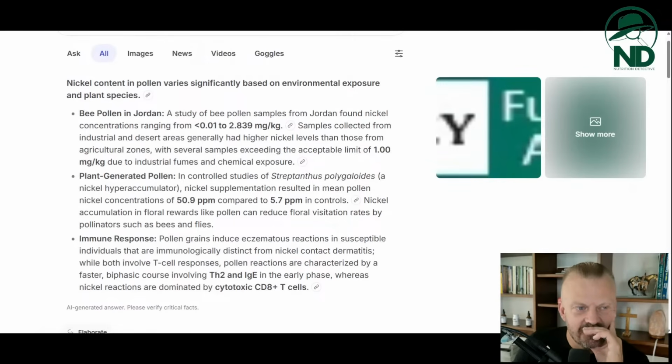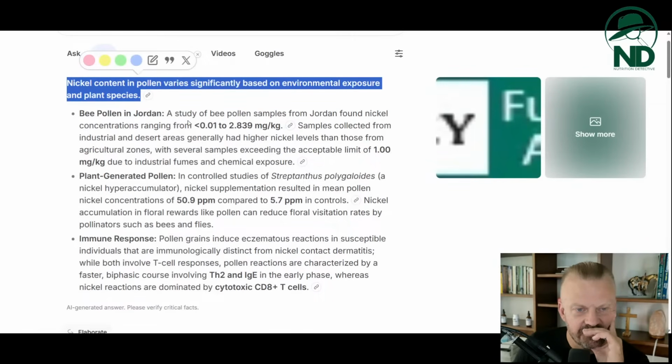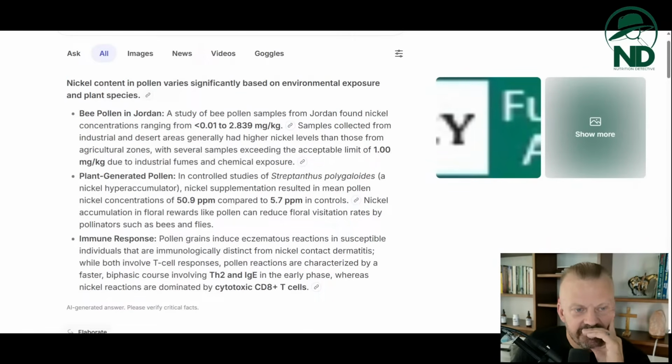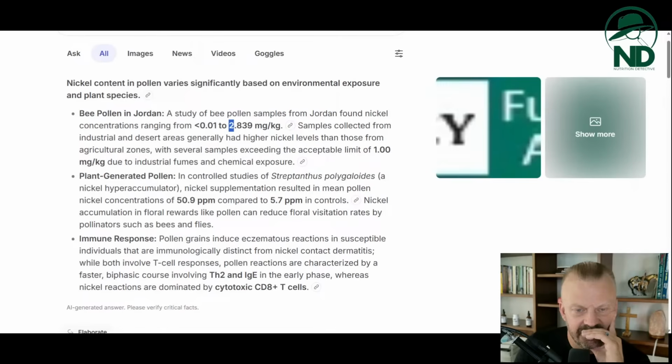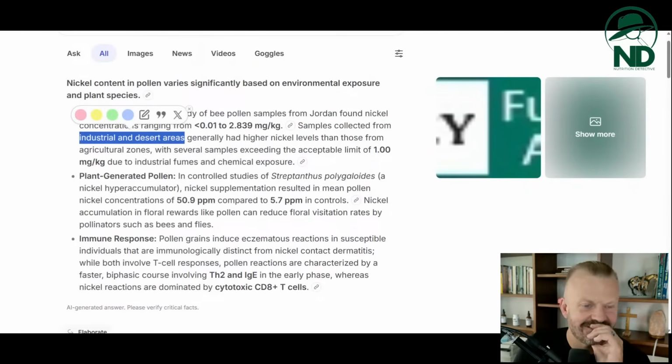So, nickel content in pollen. I just did this quick little AI search, okay? A study of bee pollen samples from Jordan found nickel concentrations ranging from less than 0.01 to 2.839 milligrams per kilogram. I'm going to guess that that's a pretty high number. Oh, exceeding the acceptable limit of 1. And it was higher in industrial and desert areas. Oh, great, I got to move out of the desert. Those generally had higher nickel levels than those from agricultural zones. Well, that makes sense.